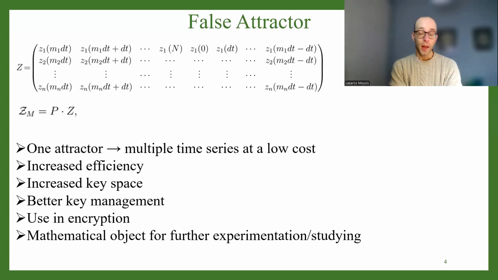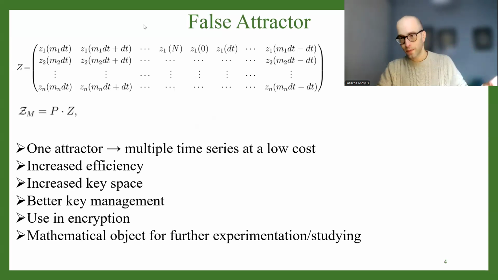And of course, apart from applications, remember that false attractors, the authors of the original work also commented on that. They basically constitute a mathematical object of beauty, as they say, but also a very interesting mathematical object. It can be used for further experimentation and studying, for example, identification. I'm going to discuss this later.